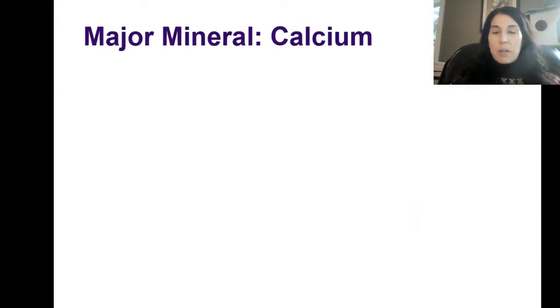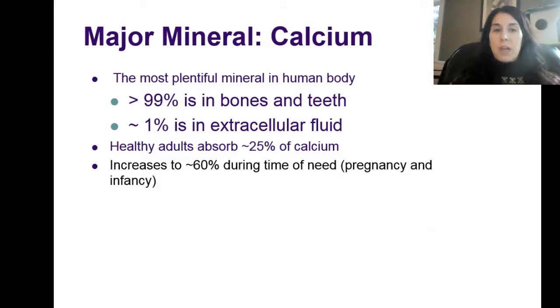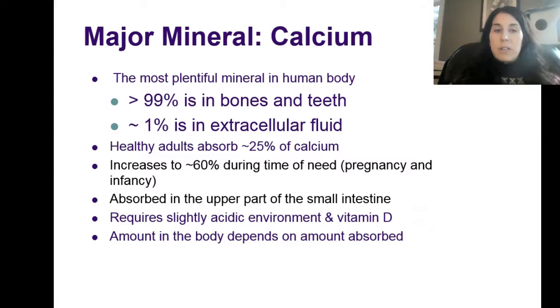So let's start with calcium, or let's go back to calcium, I should say. Approximately 99% is found in your skeleton and your teeth. And then there's only 1% in extracellular fluid, so the fluid outside of the cells. Healthy adults only absorb about 25% of calcium. And during times of need, so pregnancy and infancy, that absorption rate actually increases to 60%.